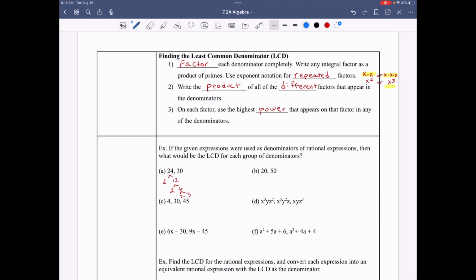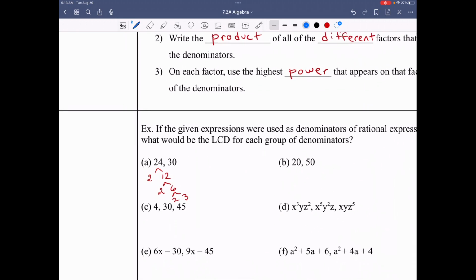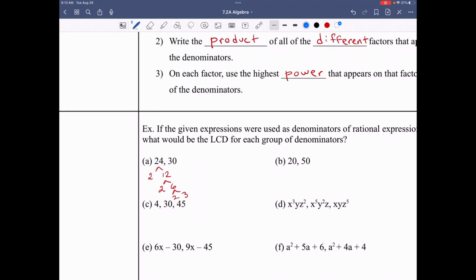Okay? And then for 30, let me zoom in so you can see better. For 30, we can factor that into 2 times 15, and then 15 is 3 times 5. Those are our prime factors. Then we look at, is there anything repeated? That's still step 1. So I would write this as 2 to the third times 3. And then on 30, I would write it as 2 times 3 times 5.